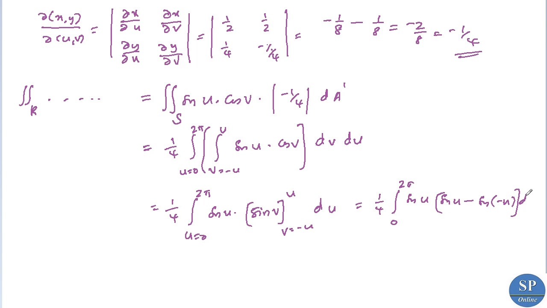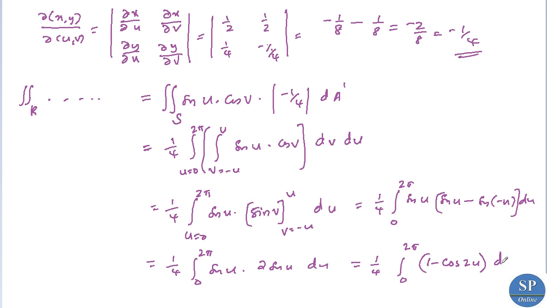Okay, du. So this is equal to 1 by 4 into integral 0 to pi sin u minus sin u, sin minus u is minus sin u, that is 2 into sin u du, that is sin square u. So this is equal to 2 by 4, or we can write this as 1 by 4 into integral 0 to 2 pi sin square u. We know sin square u is 1 minus cos 2u divided by 2. Therefore 2 sin square u equal to 1 minus cos 2u into du.